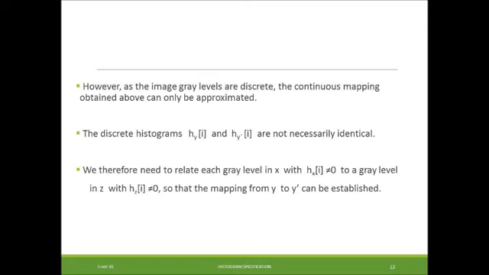However, as the image gray levels are discrete, the continuous mapping obtained above can only be approximated. The discrete histograms hy of i and hy dash of i are not necessarily identical. We therefore need to relate each gray level in X with hx of i not equal to 0 to a gray level in Z with hz of i not equal to 0, so that the mapping from y to y dash can be established.